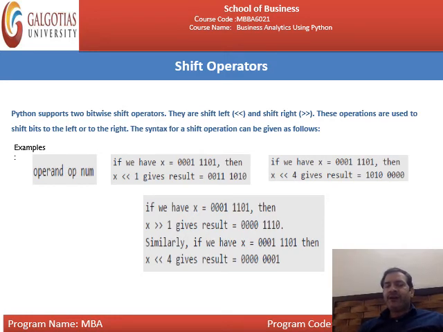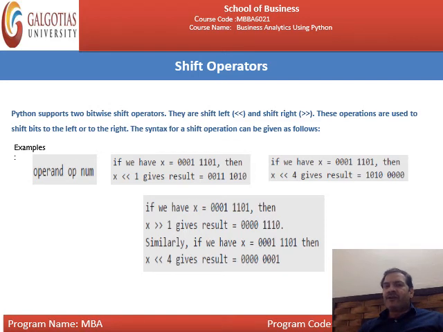Shift operator: we give a number, followed by a number that indicates how many bits will be shifted. Either it will shift to the left side or to the right side. Listen to me very carefully. Python supports two bitwise shift operators. The first one is left shift, the second one is right shift. Just see the arrow. If the arrow is on the left side, that is left shift. If the arrow is on the right side, we are talking about the right shift.